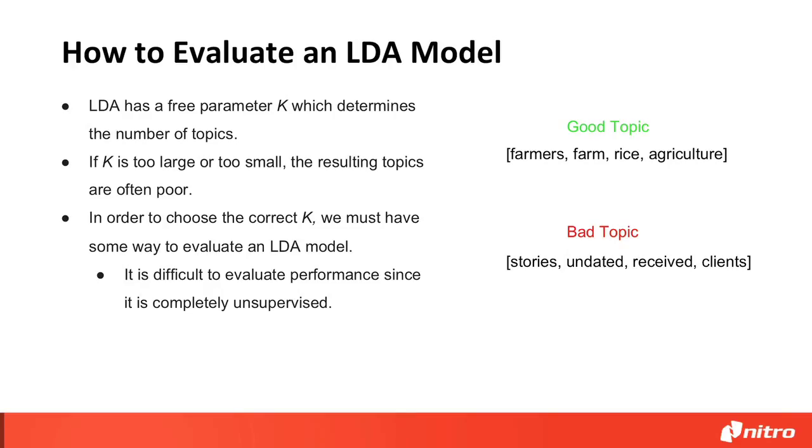LDA has a free parameter k, which determines the number of topics to be learned. Often if k is chosen to be too small or too large, the topics can be of poor quality. Here's an example of a good topic and a bad topic. It should be obvious why the good topic is good: it's human interpretable, and the bad topic is not.